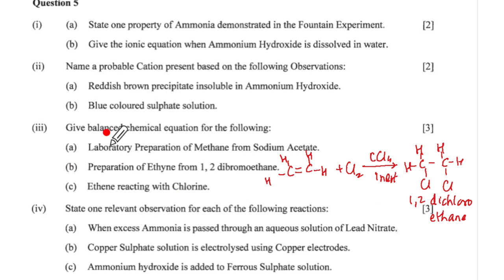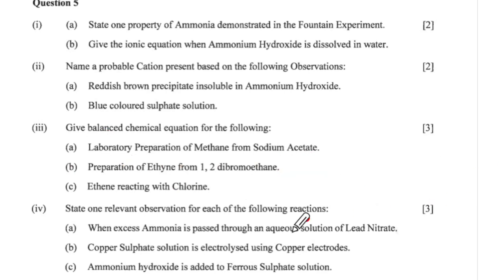So we finish with the third part and now we come to the fourth part. State one relevant observation for each of the following reactions. A. When excess ammonia is passed through an aqueous solution of lead nitrate. Now excess ammonia through the solution means it's going to become NH4OH. What is lead nitrate? Lead nitrate, Pb(NO3)2, will react with NH4OH.